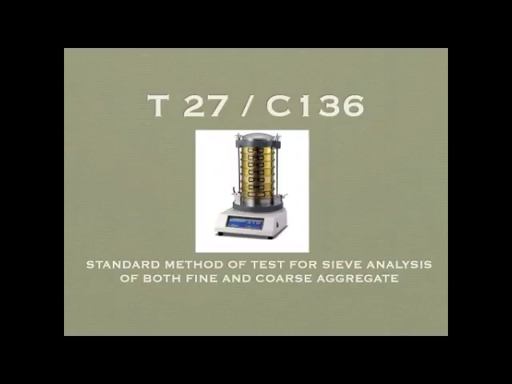AASHTO T27 and ASTM C136 are the standard method of test for sieve analysis of both fine and coarse aggregate. The coarse portion of an aggregate is considered the material which is retained on the number 4 sieve, while the fine portion is considered the material which passes the number 4 sieve. Proper gradation of both your coarse and fine aggregate can greatly influence the workability of your concrete, as well as other properties including strength and durability.